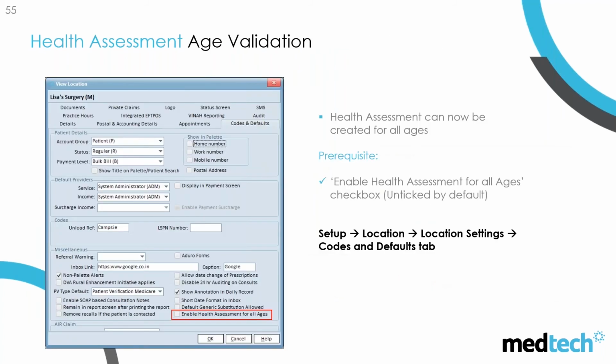There's an age validation, so users will be able to create health assessments for all ages. A new checkbox, enable health assessment for all ages, has been introduced to implement this feature. Again, default not selected as a checkbox, so that'll remain unticked until selected. Once that's been checked in the system, it'll then allow you to create the health assessment for patients of any age when the user has ticked the functionality. So basically, you've got to check that box.